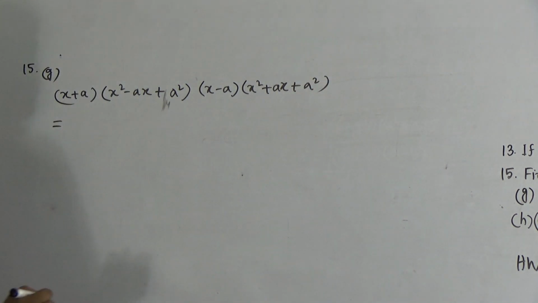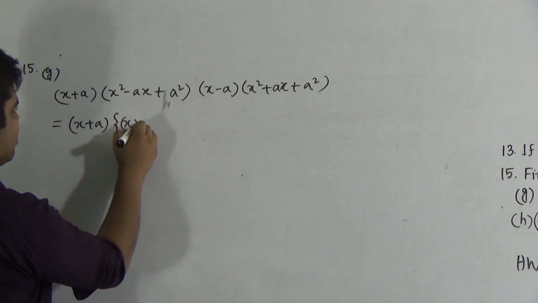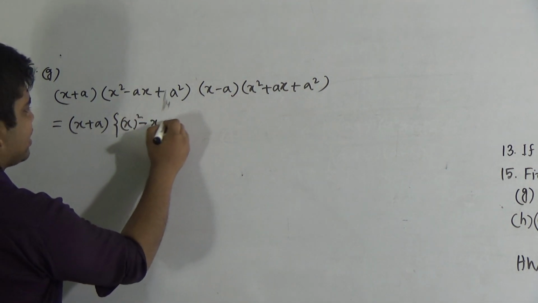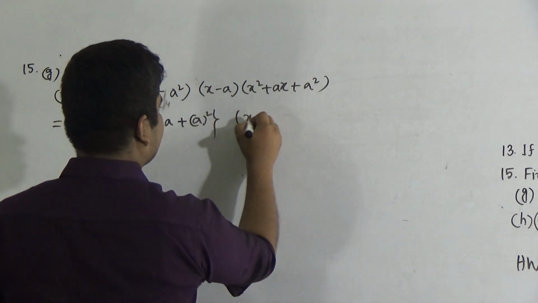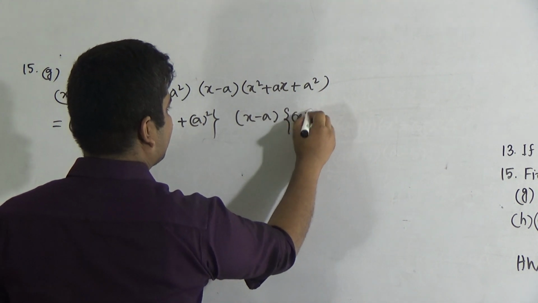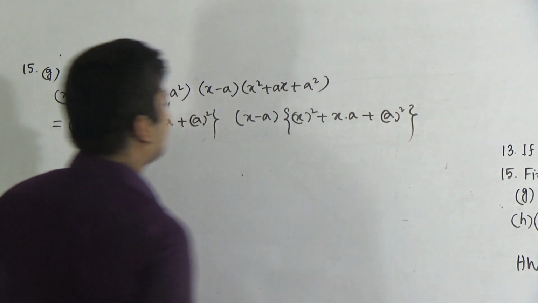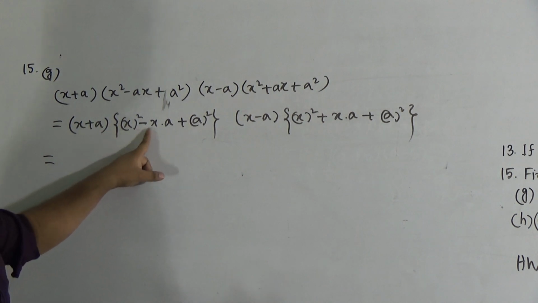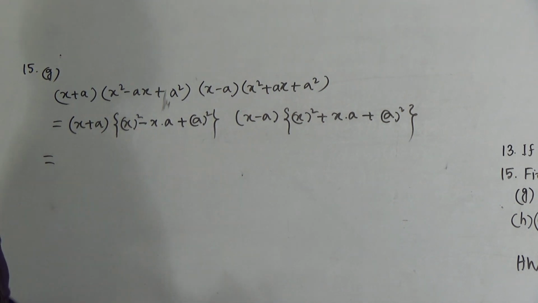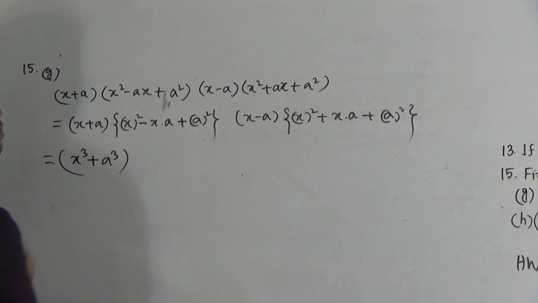Now dear student, please notice x plus a. So write x plus a, then x whole square minus x into a plus a square. Again x minus a, x whole square plus x into a plus a whole square. So notice x plus a into x square minus x a plus a square. This is the formula of x cube plus a cube. I hope you have understood.